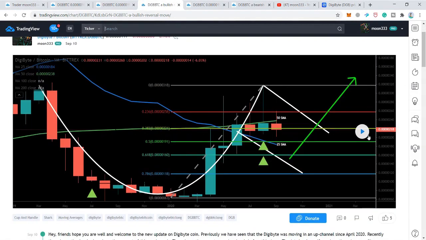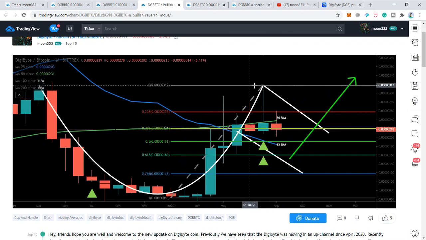Now I'm just playing this chart, and you can see that the price action is still moving in the handle of this cup, and I'm expecting that if this 25 simple moving average is not broken down, then it will move up from here, and it can first break out the resistance of the handle of the cup, and after that it will try to break out this 318 satoshis, that is the resistance of the cup.